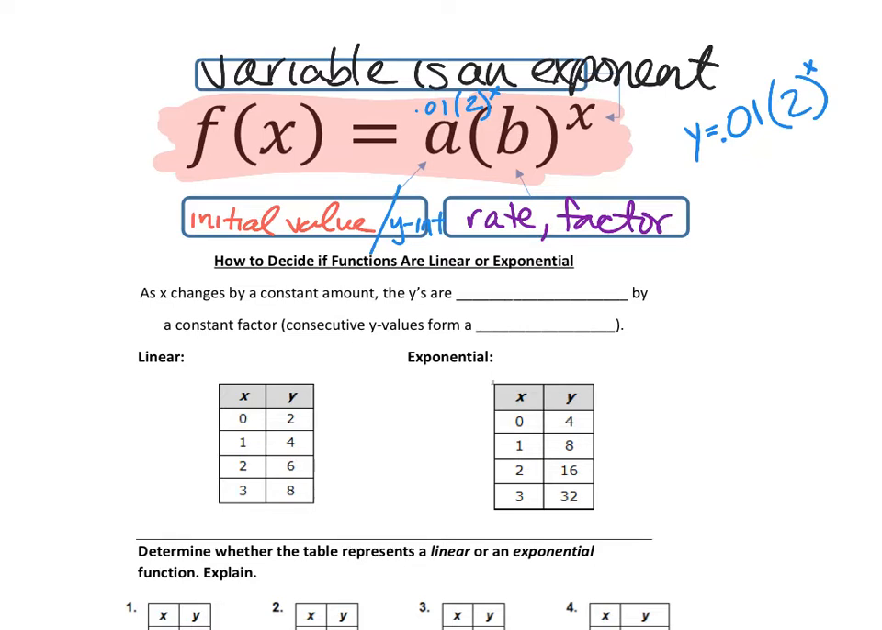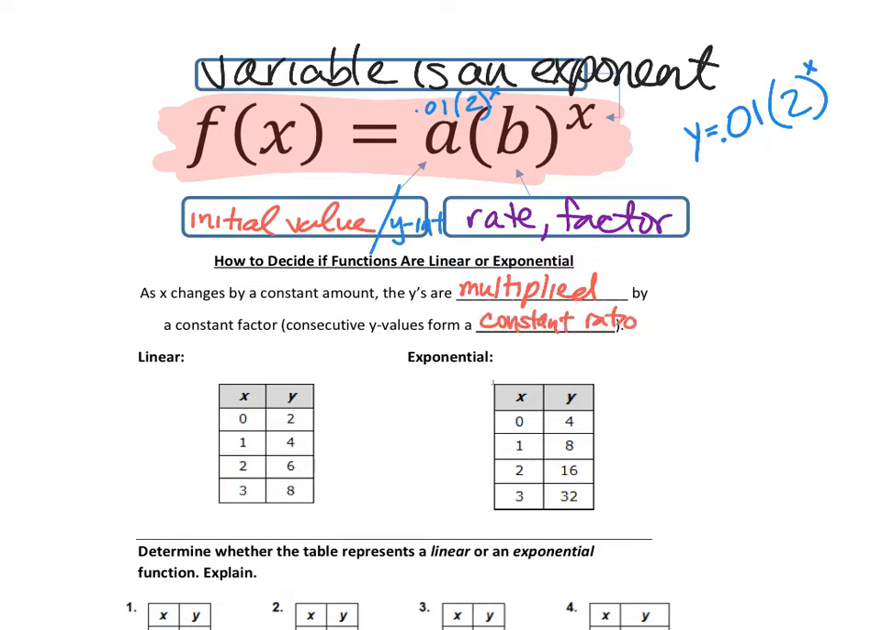Now, how do we decide if functions are linear or exponential? Math-wise, you need to look at the inputs and outputs. If the outputs of a table are not being added to something every time, but instead are being multiplied by a constant factor or base or rate, multiplied, not added, and linear we added every time, right? For multiplying, that makes it exponential. And these y values form a constant ratio.